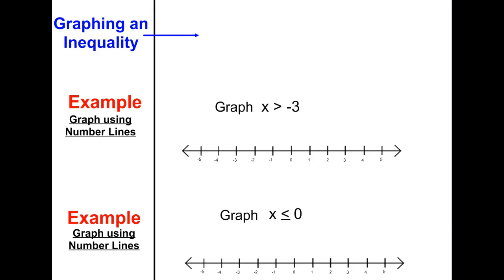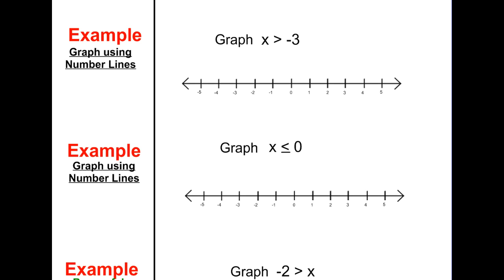Remember, when it's greater than or less than, we need to have open dots on there because it cannot be equal to. If it's greater than or equal to or less than or equal to, then we are going to have closed dots because it can actually equal that point. So let me show you what I mean.